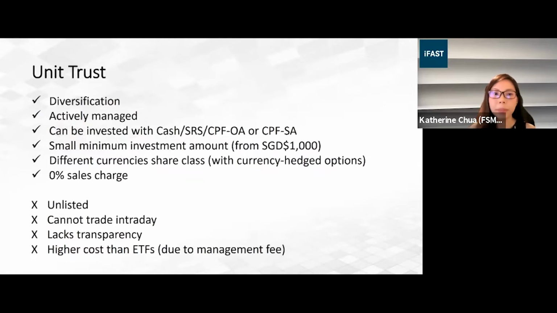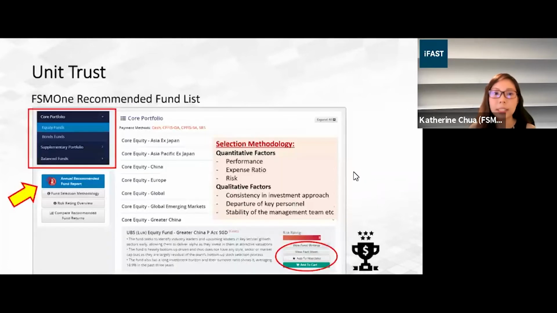On our platform, there is zero sales charge for all these unit trust investments. It means the full amount gets deployed into the fund itself. Like I said, unlike ETFs, unit trusts are unlisted, so they cannot be traded day to day. There's only one price in a day. One of the downsides is that you lack transparency, because you cannot see the full investment portfolio of the fund manager at any point in time. Typically, we will only see the top 10 holdings of the fund.